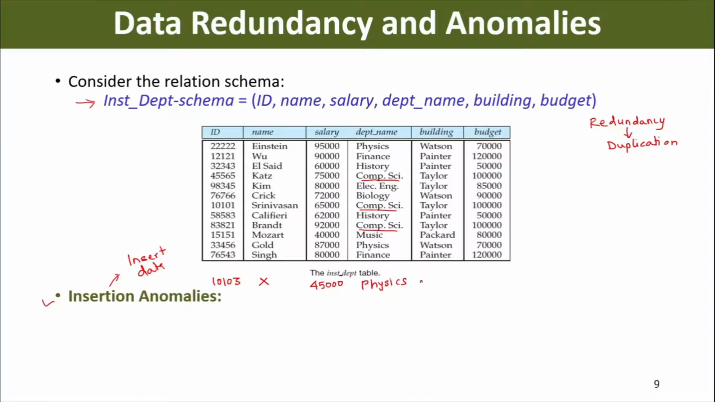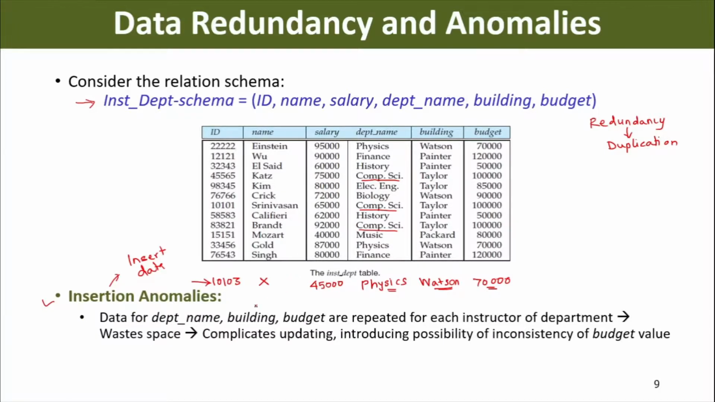right? Then the physics department is in Watson building and the budget is 70,000. So while inserting the data for this particular instructor, I need to insert the building of this physics department where this person is working and also the budget of that department, right? So what do we mean by insertion anomalies? The data for building and budget for a particular department name are repeated for each instructor of the department.